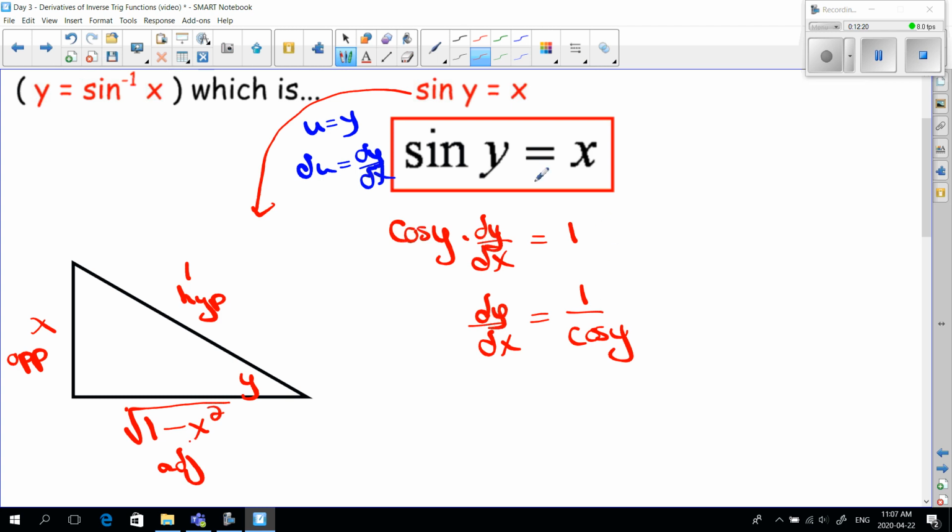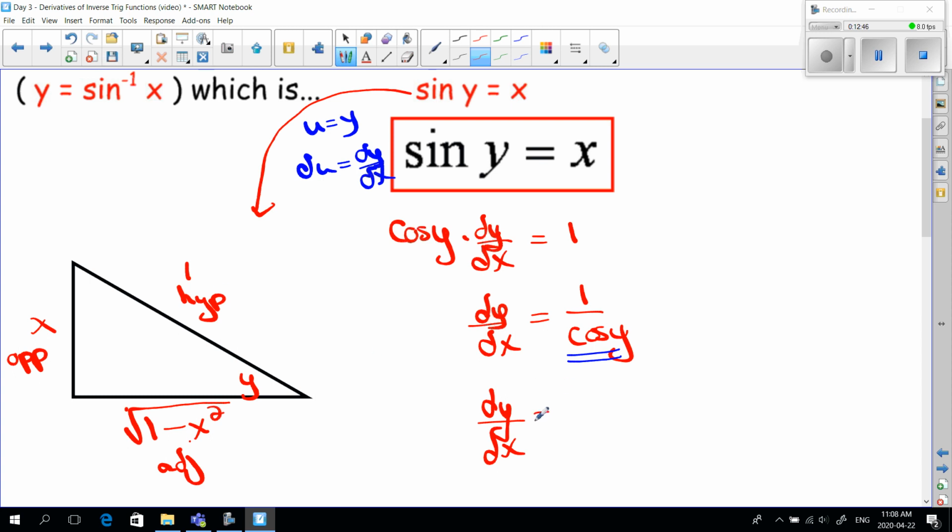Now, if I want to know the cosine of y, check this out. The cosine of y, I can use this diagram right over here to say that the cosine of angle y would be the adjacent side over the hypotenuse. Well, the adjacent would be the square root of 1 minus x squared, divided by the hypotenuse, which would be 1.